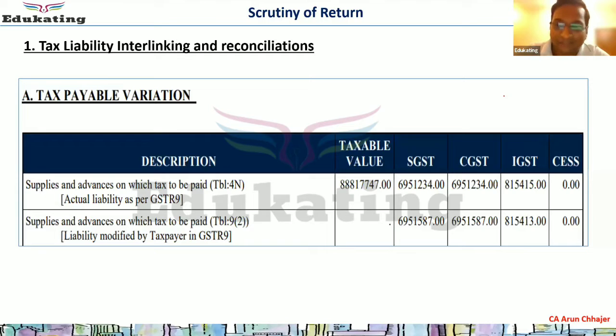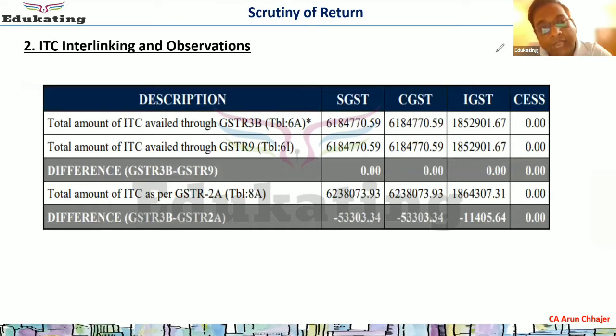Now let me share my screen with you. Tax liability interlinking, and I am not explaining right now. I'm just trying to fix the outline of the course. We will also discuss how the tax payable reconciliation is done during the departmental audit. For example, table 4N of GSTR 9 is linked with table 9, column number 2 of GSTR 9. Then ITC interlinking and their findings: table 6A, table 6I of GSTR 9, table 8A of GSTR 9.